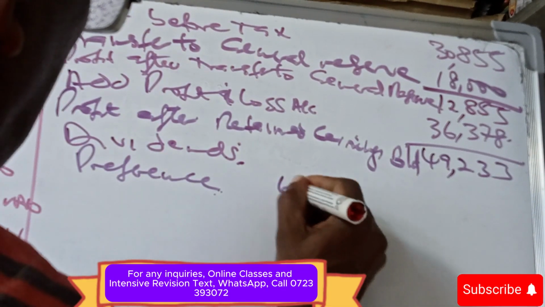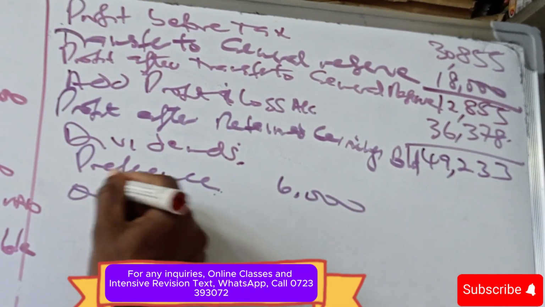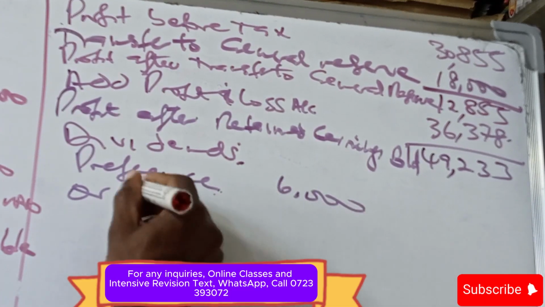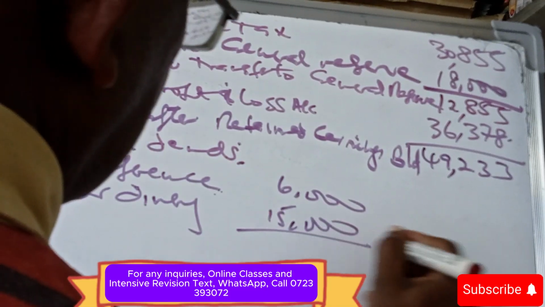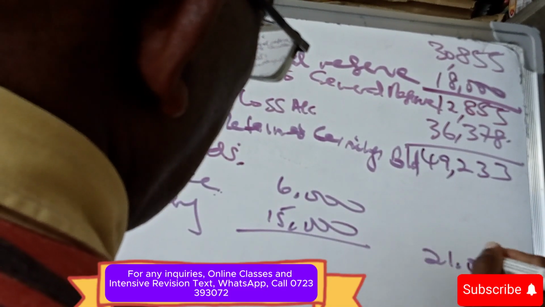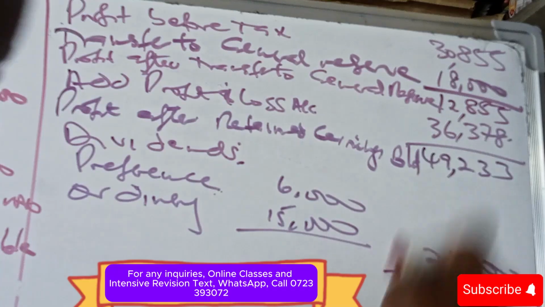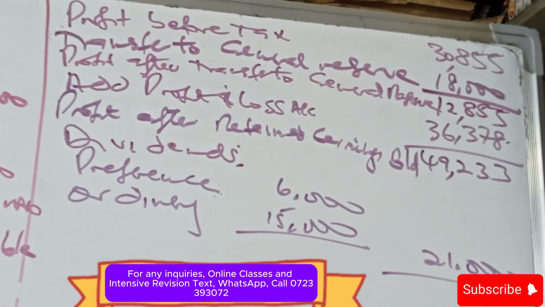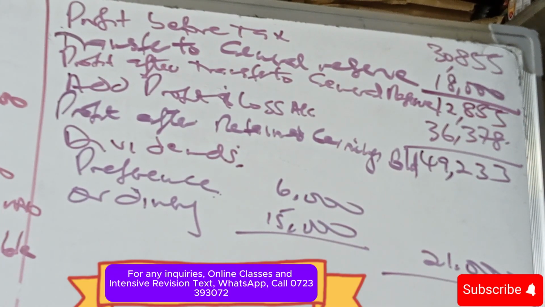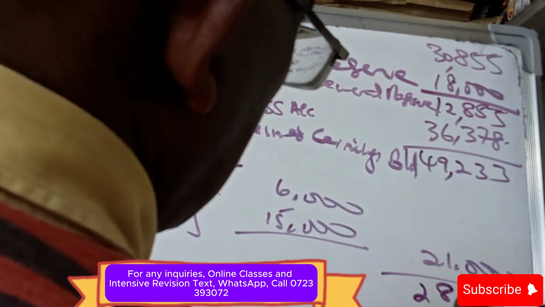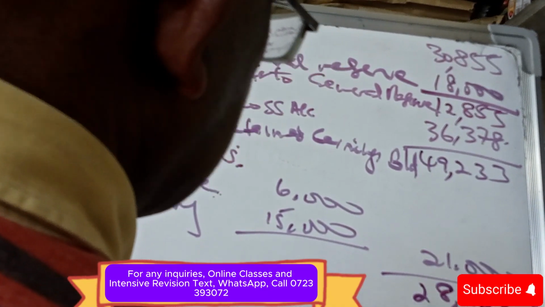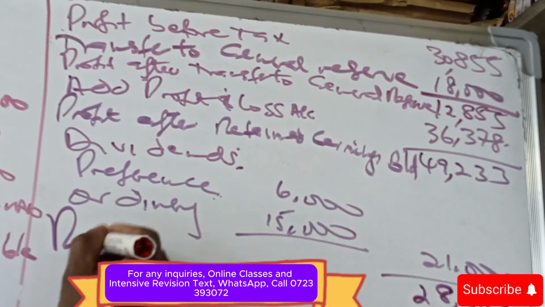Preference dividend worth 6,000 and ordinary dividends worth 15,000, giving us total dividends amounting to 21,000. So we subtract from 49,233: 49,233 minus 21,000, we get a figure of 28,233, and this is the retained earnings carried down.